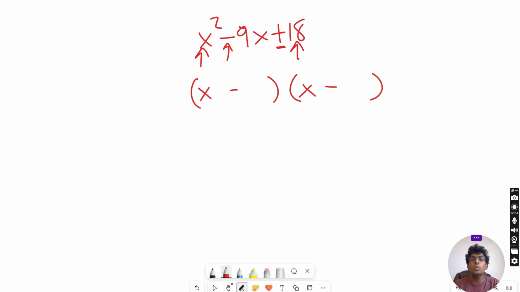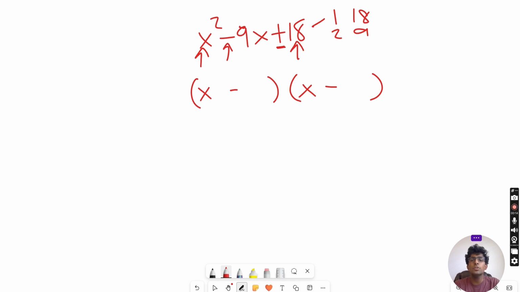Okay, so we're going to look at factors of 18, right? So what are our factors of 18? We have 1 and 18, 2 and 9. And that's it. Obviously, you have 9 and 2, 18 and 1, but those are basically interchangeable because this is multiplication, and we have the same sign. If it's different signs, then obviously which number you put where does matter.